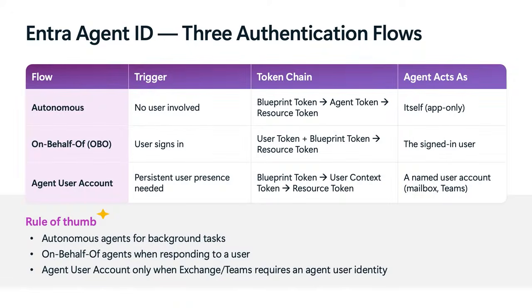Third is the agent user account flow. It is for platforms like Exchange or Teams that genuinely require a real user identity with the mailbox and presence. Use it only when the platform forces your hand. The quick rule: autonomous for background work, on behalf of when responding to a user, agent user account only when the platform demands it. Now, before you build any of this, you need to design the blueprint and agent identity right. Let's talk about what that looks like.